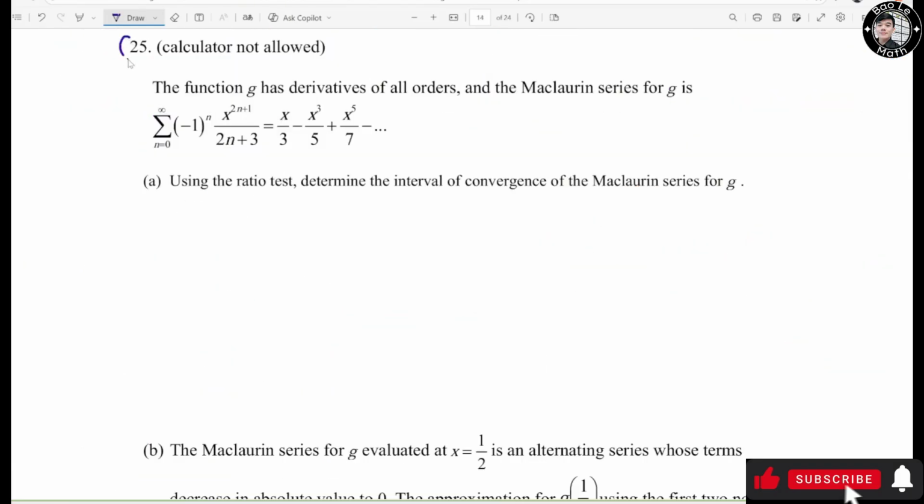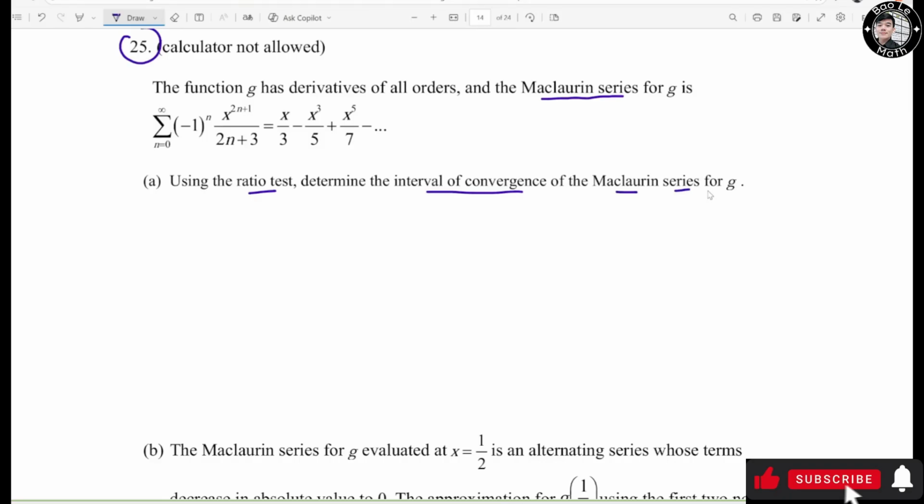Now let's move on to question 25. The function g has derivatives of all orders, and the Maclaurin series for the function g is given by the alternating series. Using the ratio test, determine the interval of convergence of the Maclaurin series for the function g.